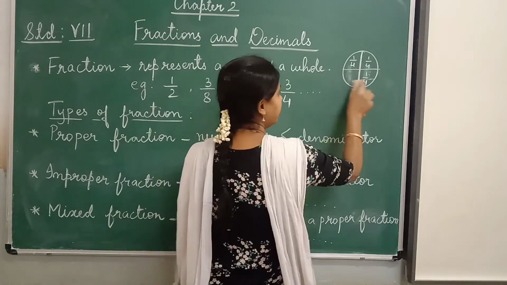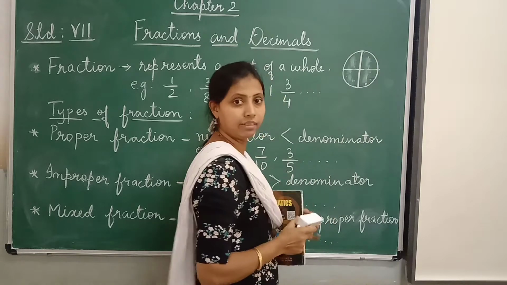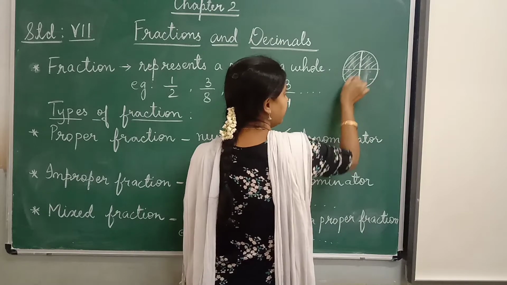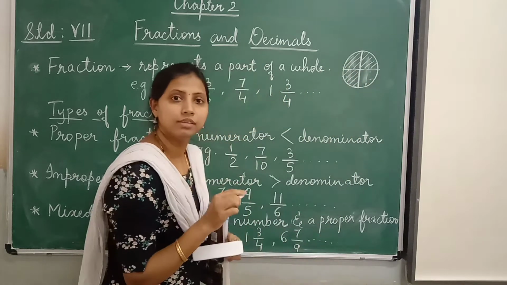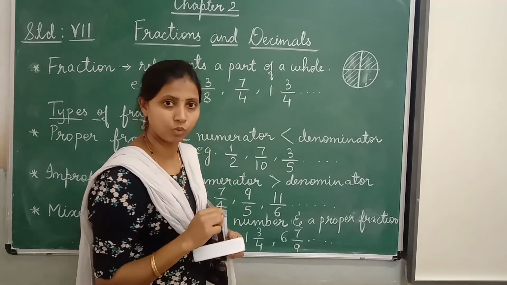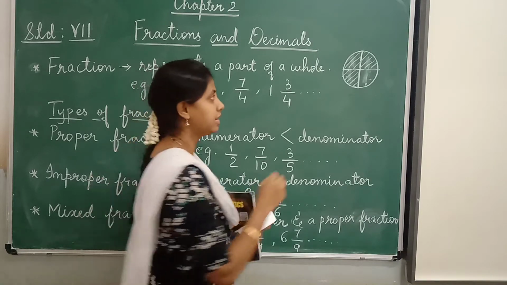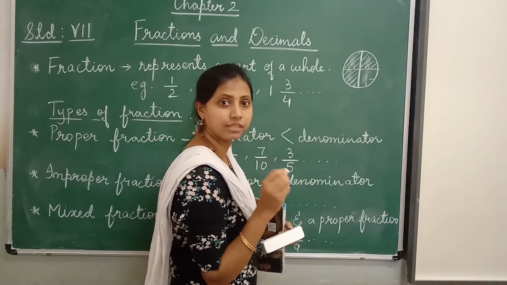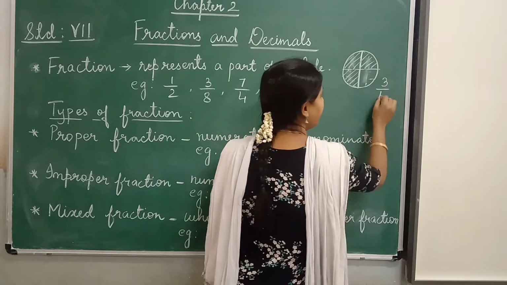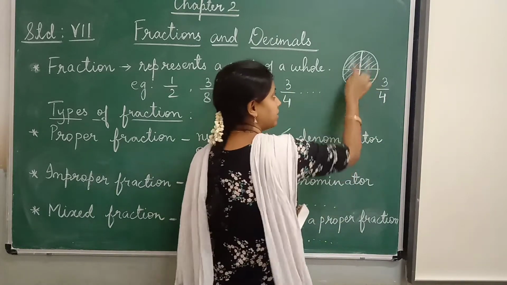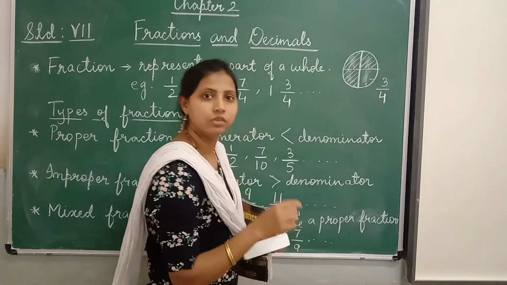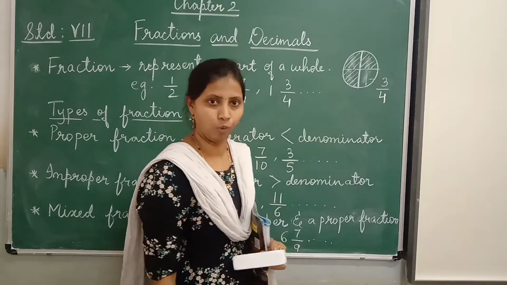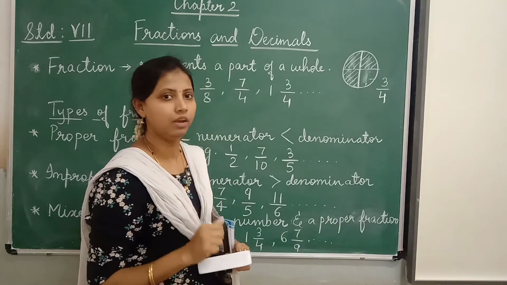If we shade 3 parts of this circle, out of the 4, then what fraction of the circle is shaded? If I ask a question like this, what will be the answer, children? Out of the 4 parts, 3 parts are shaded. So the shaded part of the circle is nothing but 3 upon 4. So it is represented in the fraction form as 3 upon 4. Understood, children? So this is the meaning of a fraction.